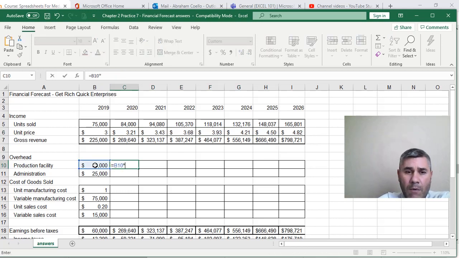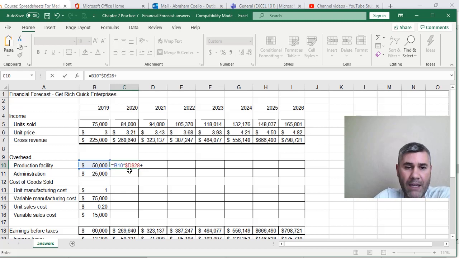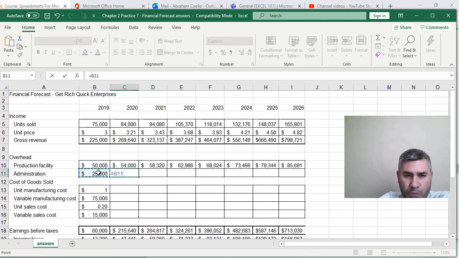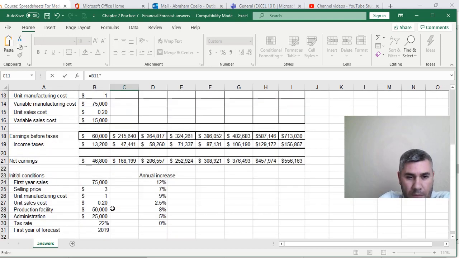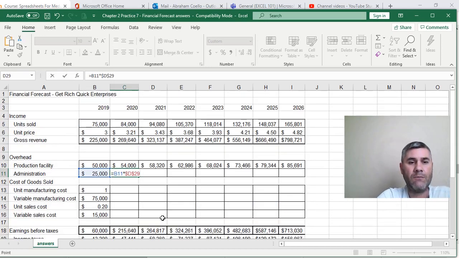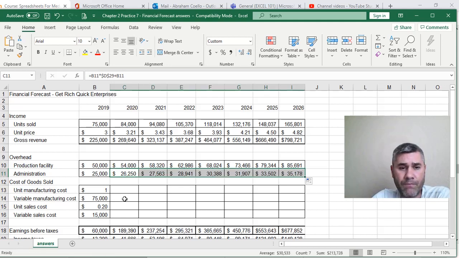Production facility, I'm going to multiply by the 8% increment, and put a lock on it, and then we go back and add that same 50 grand. So next year, our costs also will increment, so they go up a little bit. Administration, the prior year times whatever percent, in this case it's a 5% increment. So I'm going to lock it so I don't have to be doing one by one, plus the original amount of the prior year. And that's our increment for administration.